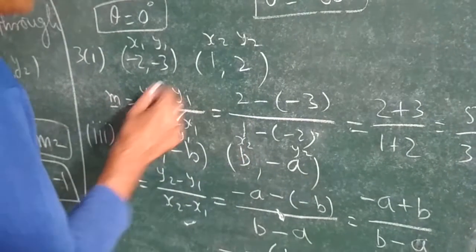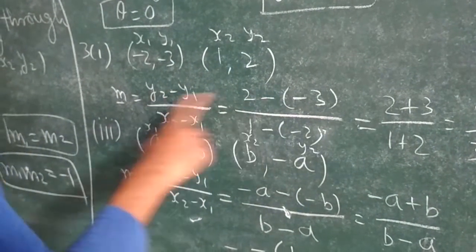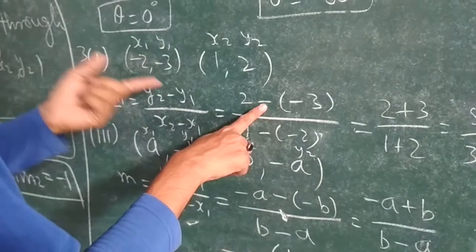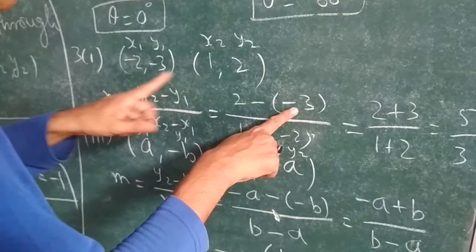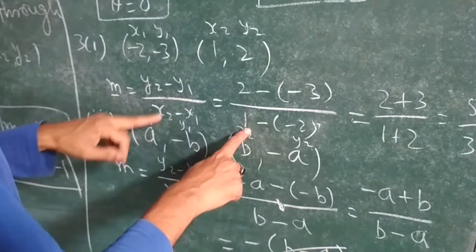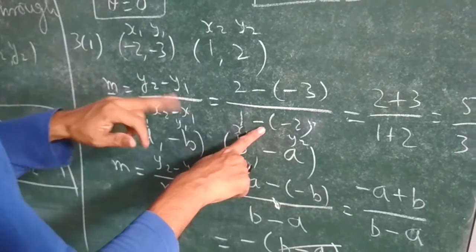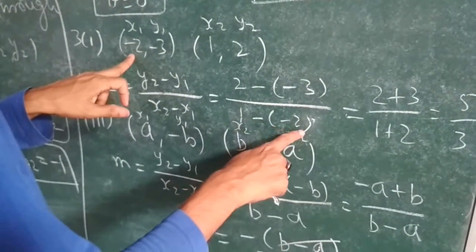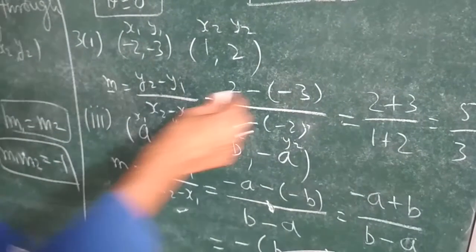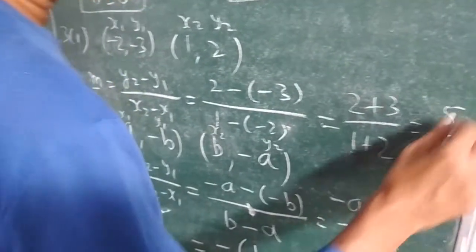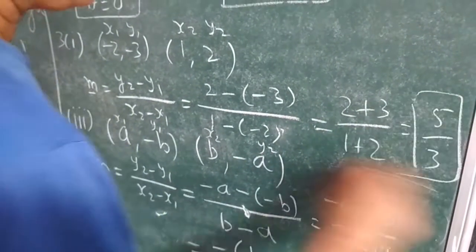What is the value of y2? It is 2. Then the minus sign as such. Then what is the value of y1? It is minus 3, so put it over here. Then x2 is 1. Then the minus sign. x1 is minus 2. Now solve it: minus 1 plus 2 plus 3 upon 1 plus 2 equal to 5 upon 3. So this is your answer.